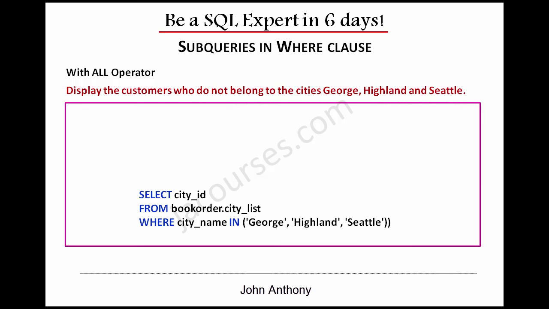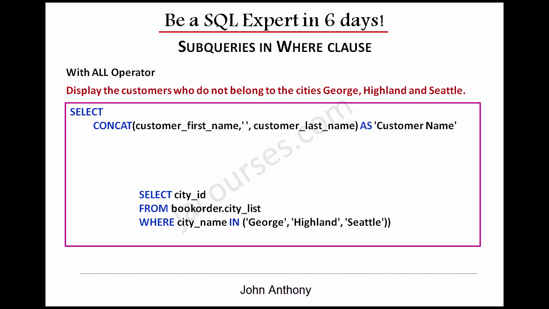Now let's write a subquery which will return the city IDs for the cities George, Highland and Seattle. So you can see, SELECT city_ID FROM city list table WHERE city name IN George, Highland, Seattle will display the city IDs of these three cities. Now let's see the main query.